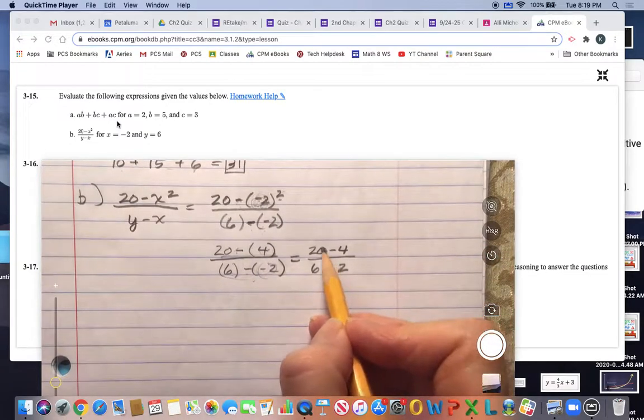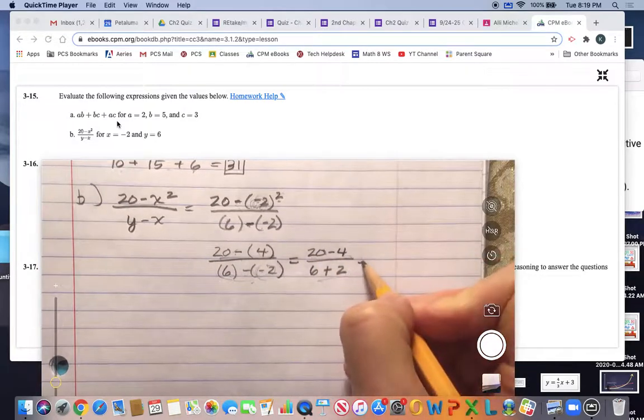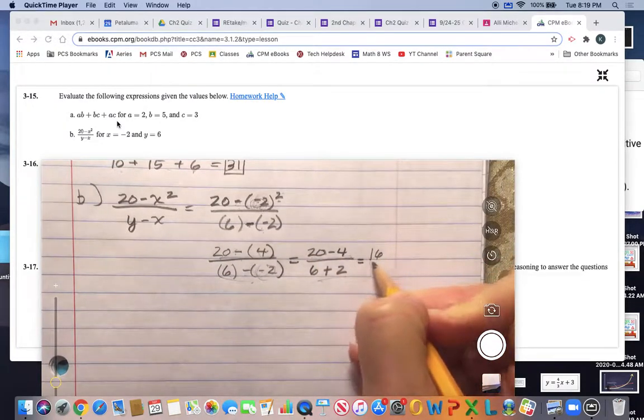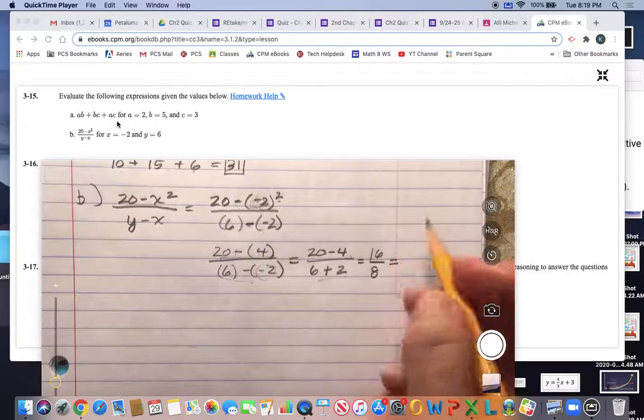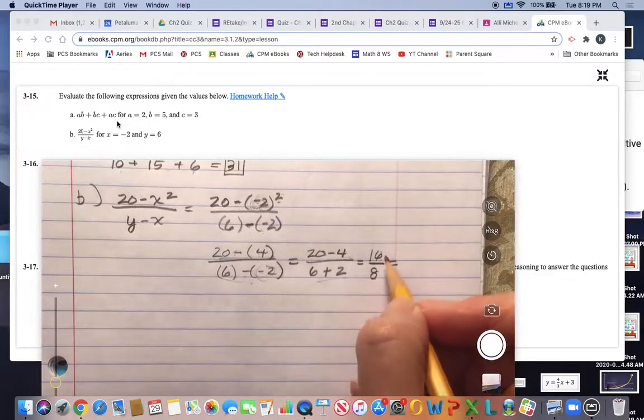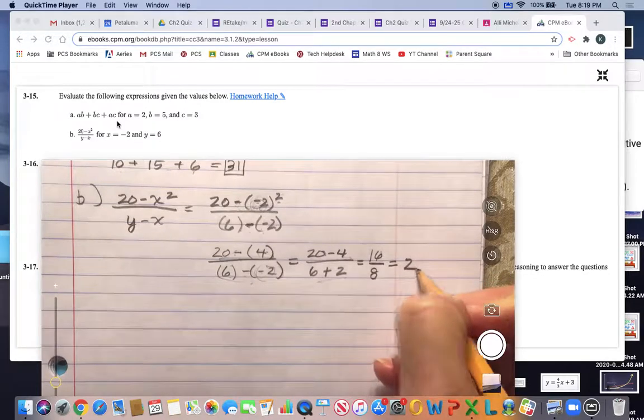Okay, so now we can just do the math on the top and on the bottom. 20 minus 4 is equal to 16, and 6 plus 2 is 8. And so now we can actually divide 16 by 8. 8 goes into 16 twice, and so we're left with a 2.